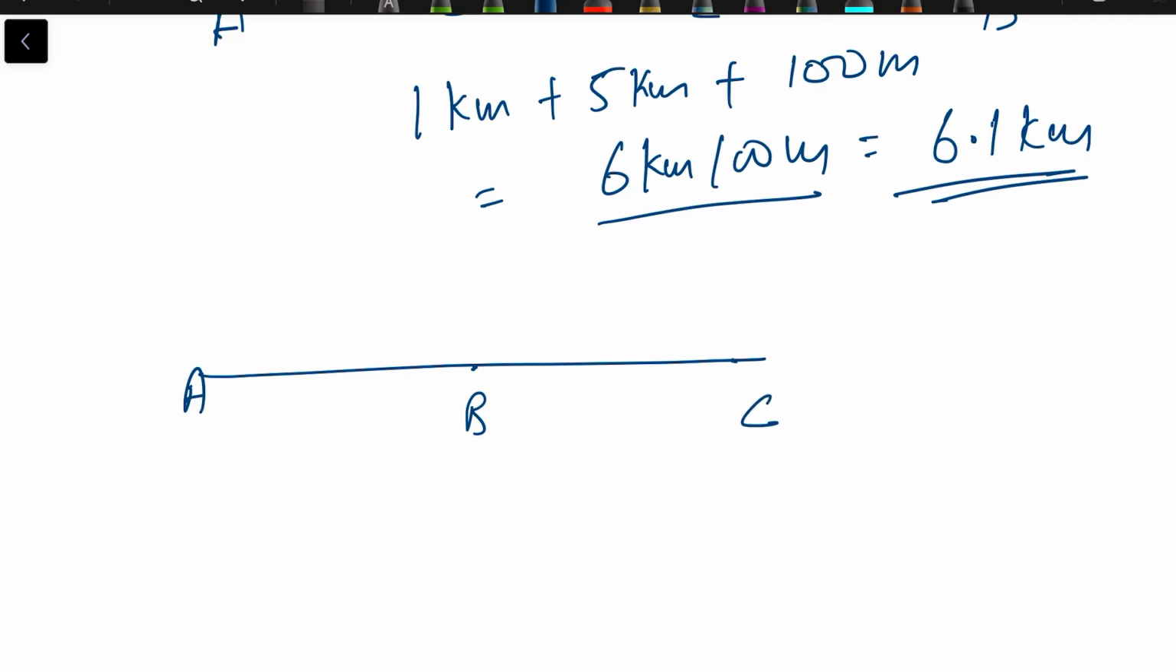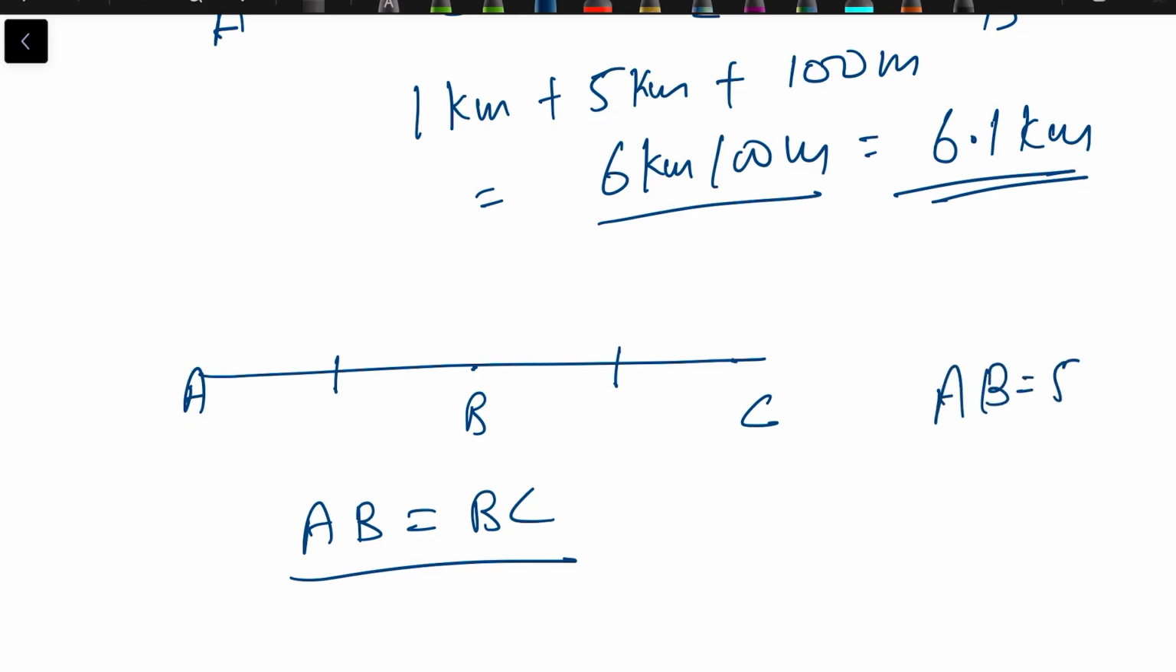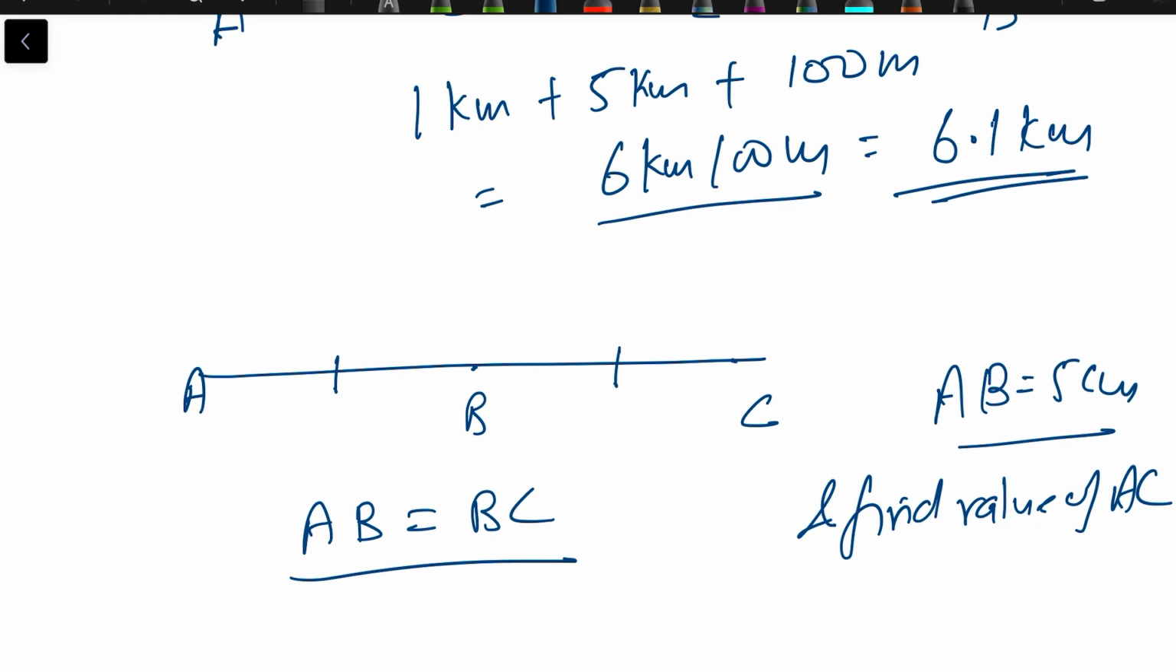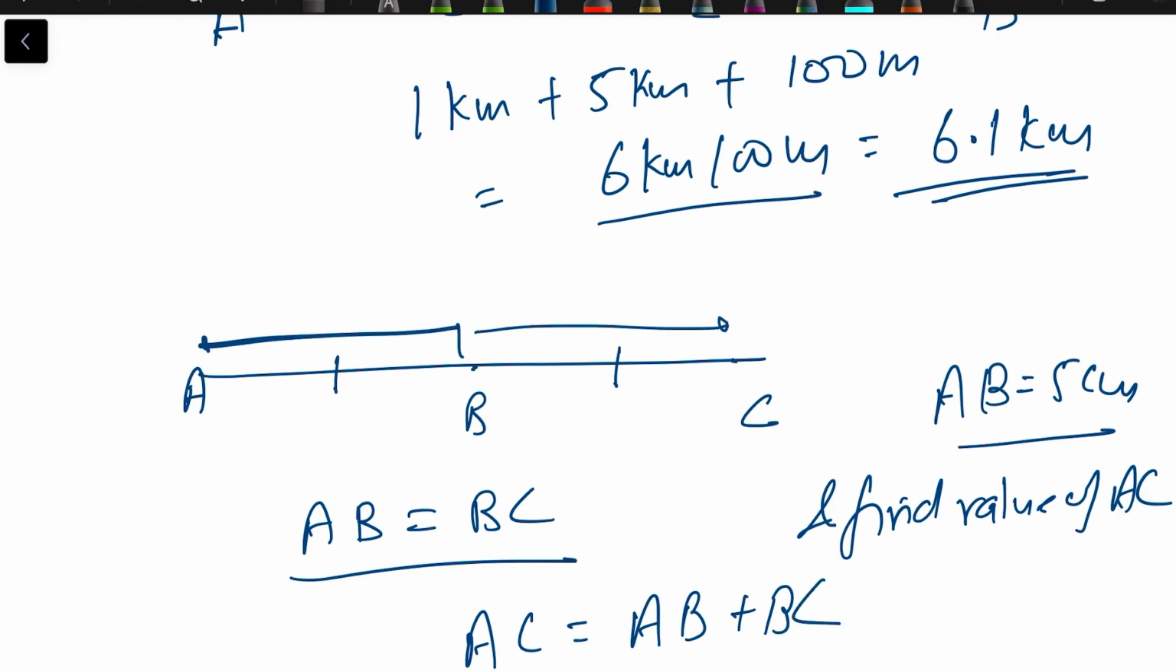Okay, so this point A is equal to this point B. So we say AB is equal to BC. Now, if anybody says the value of AB is equal to 5 centimeter, and asks us to find the value of AC, how will we find it? AC is equal to AB plus BC. This is from this to this and this to this. So what is this value?